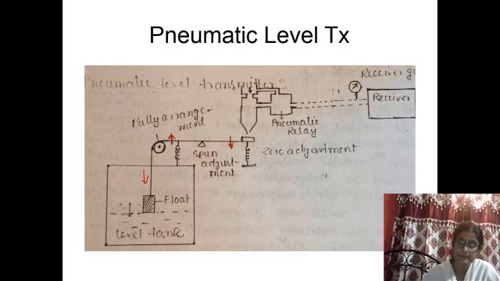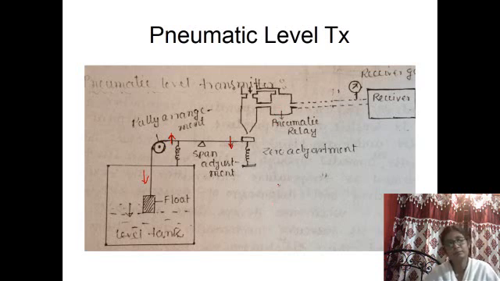For span adjustment, if we shift the pivot position somewhere within this beam, then the gap will be more or less accordingly. So the range can be varied. And zero adjustment means say zero elevation or zero suppression. Using this screw, this gap of flapper nozzle can be adjusted so that the zero of this transmitter can be shifted.